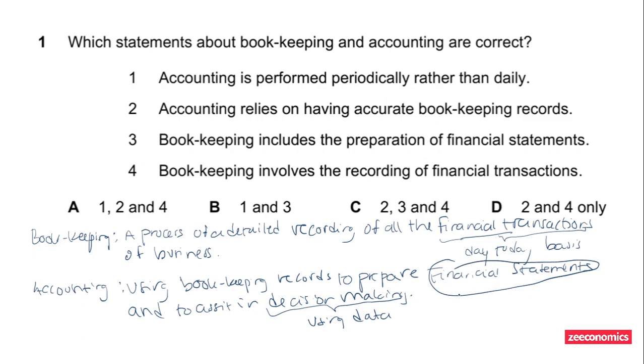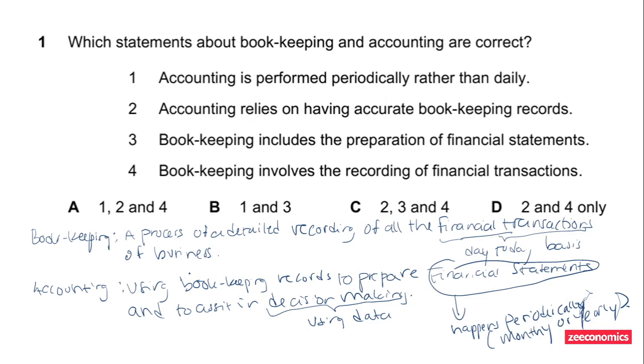And these financial statements happen periodically. Okay, it can be monthly or yearly. Okay, so it's periodically. Okay, so why does the decision making need to use the data? Because the owner of the business needs to know whether or not his business is making a profit or suffering from a loss. So based on these definitions, we should be able to answer the questions correctly.